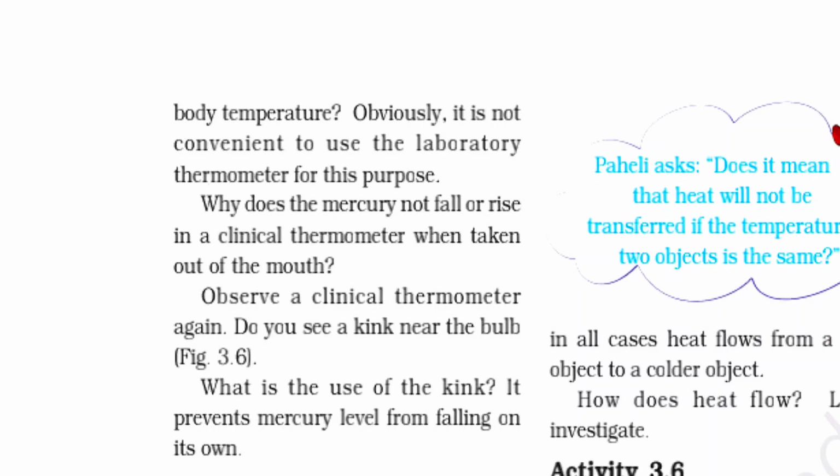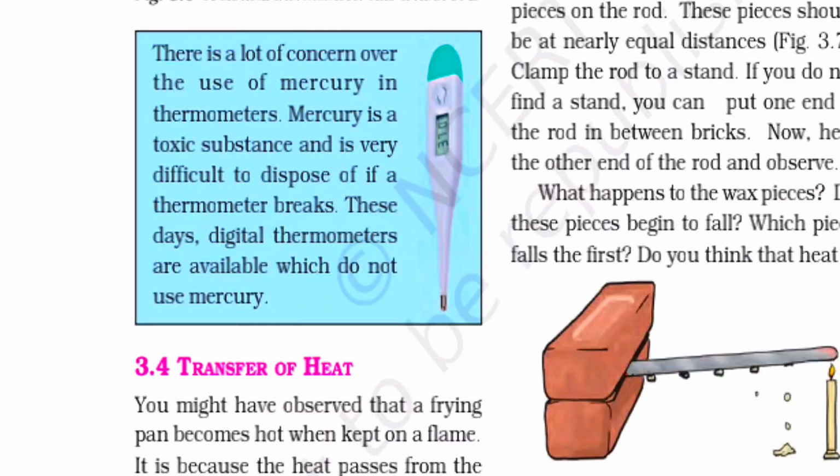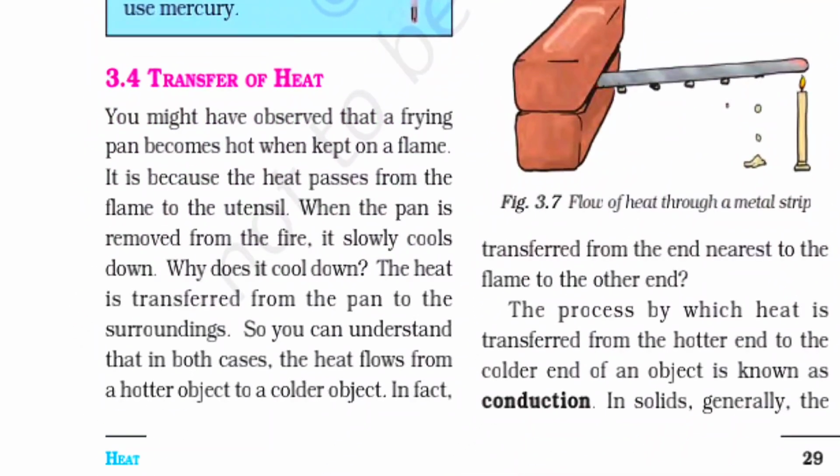Why does the mercury not fall or rise in a clinical thermometer when taken out of the mouth? Observe the clinical thermometer again. Do you see a kink near the bulb? What is the use of the kink? It prevents the mercury level from falling on its own. There is a lot of concern over the use of mercury in thermometers. Mercury is a toxic substance and is very difficult to dispose of if the thermometer breaks. These days, digital thermometers are available which do not use mercury.